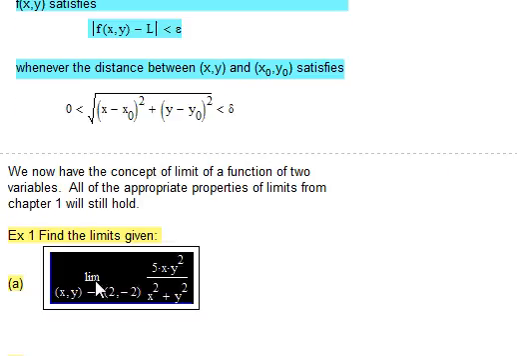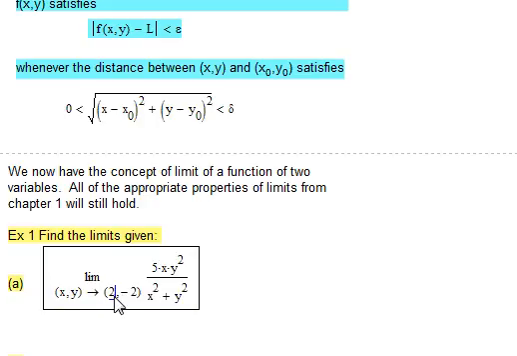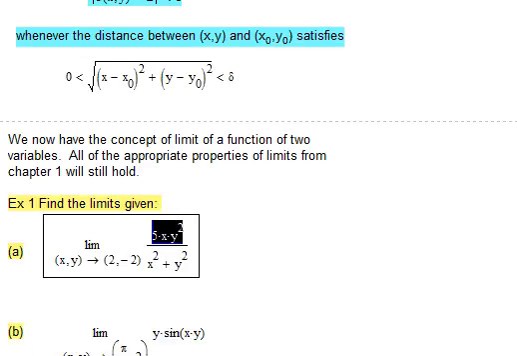Find the limits given. Limit as (x, y) approaches the point x is 2, y is negative 2, of the expression 5xy squared over x squared plus y squared. So x goes to 2, that'll be a 2. Y goes to negative 2, so this will be a negative 2, this will be a negative 2. By the way, this x would also be 2. So what we have is 10 times 4, so 40 in the numerator, and we've got 4 plus 4, 8 in the denominator, so hopefully you see that that comes out to be 5.